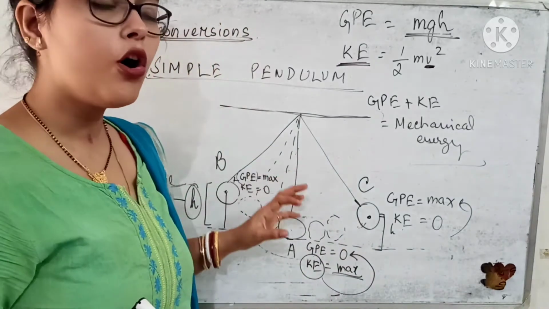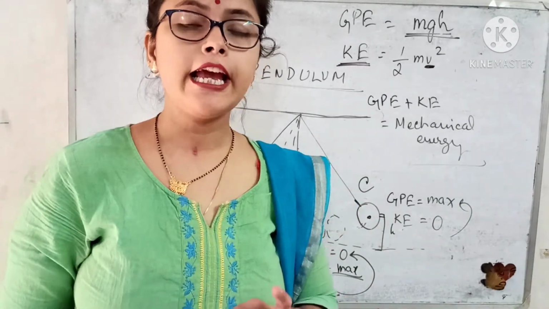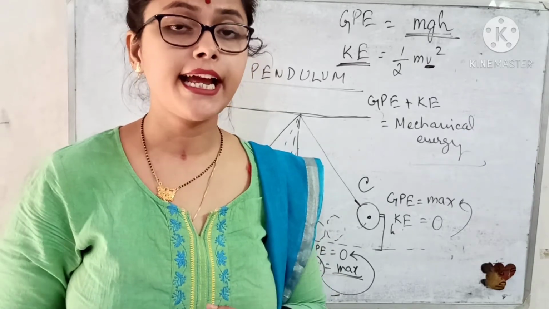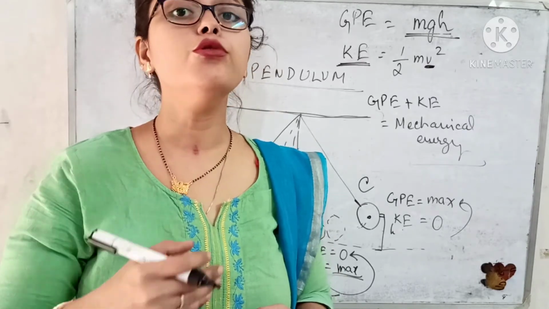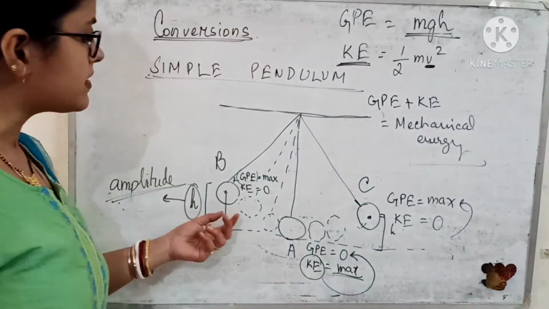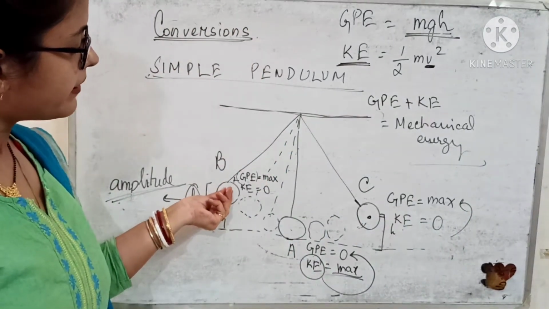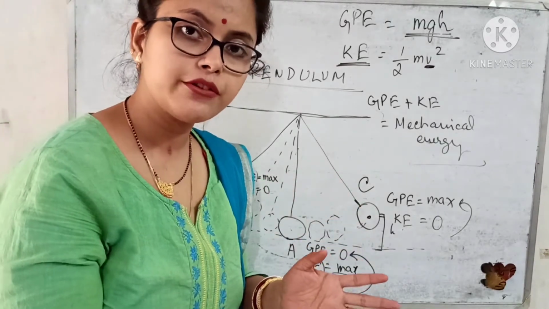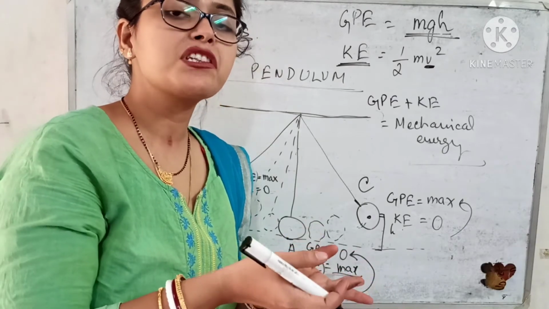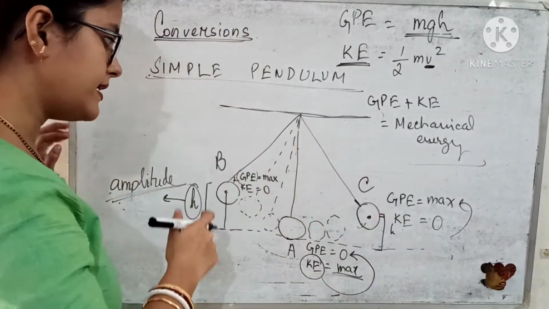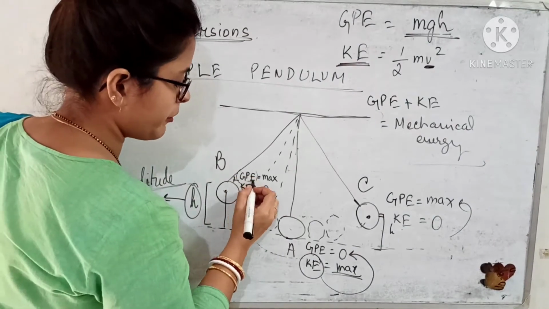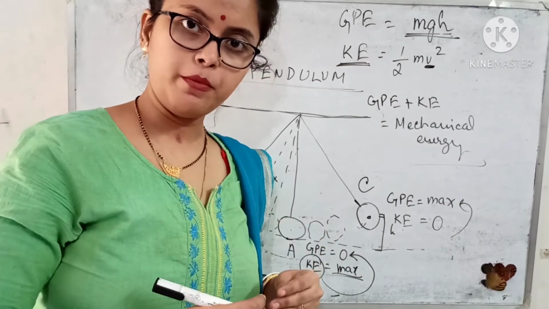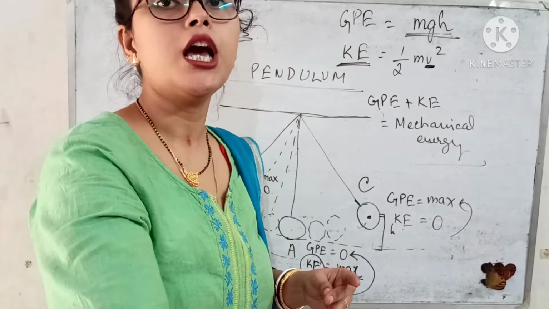This is from the law of conservation of energy, that is, energy can neither be created nor be destroyed, but it can be changed from one form to other. That is, when it starts swinging from here to here, there is no loss of energy. Rather, it is transforming from one form to other. That is, it is transforming from the potential energy to the kinetic energy.